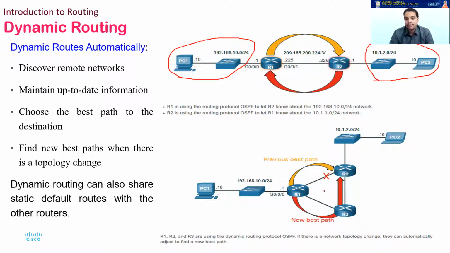Sir, what is the same thing in the last slide that we discussed? Sir, what happens if this path is gone? Fine. If this path is gone, maybe R2 will inform R3 saying that this route is gone. You have to update the topology.